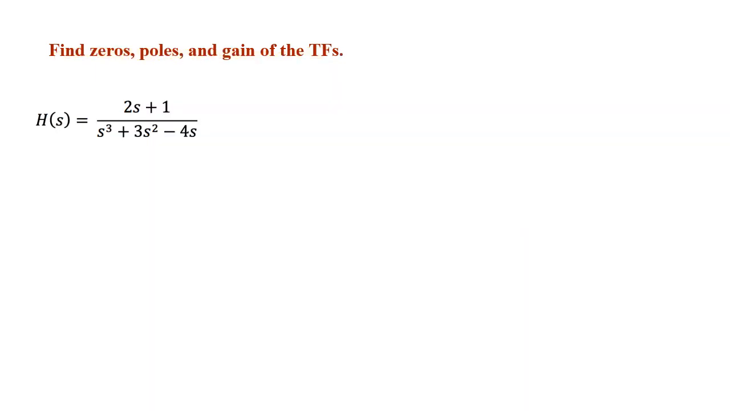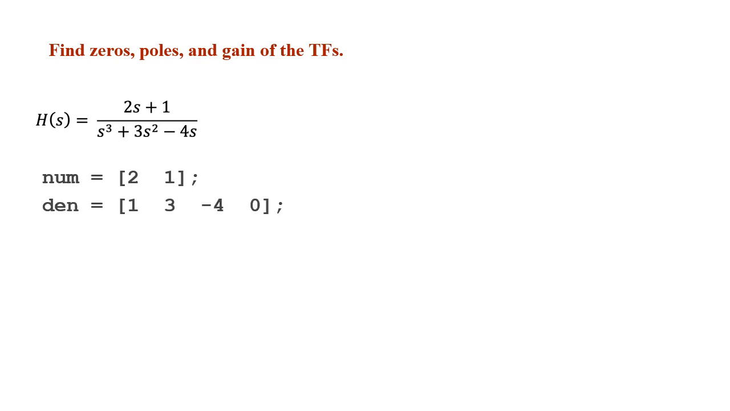Now we're going to solve another example in which we're required to find the zeros, poles, and gain of a given transfer function. Again, we're going to simply create a variable named numerator in which we're going to store the coefficients of the numerator polynomial, which are going to be 2 and 1. The next step, we're going to create an array or variable named denominator in which we're going to store the coefficients of the denominator polynomial, which are going to be 1, 3, -4, and finally 0.